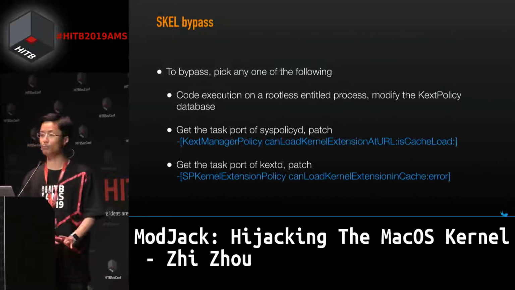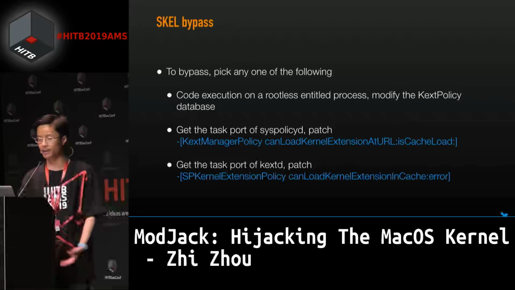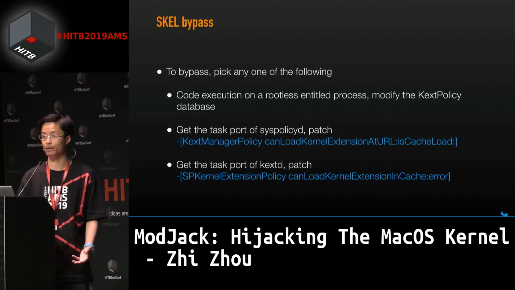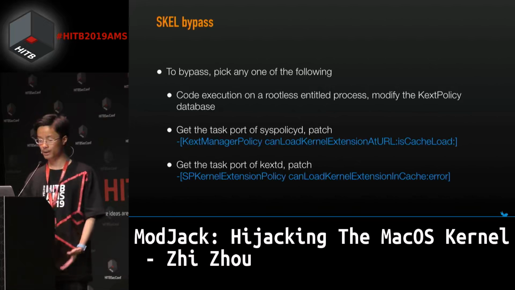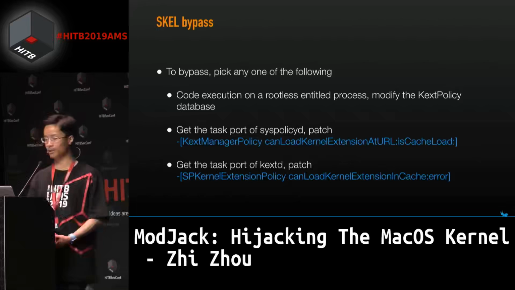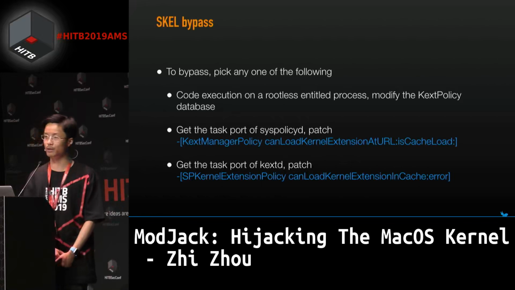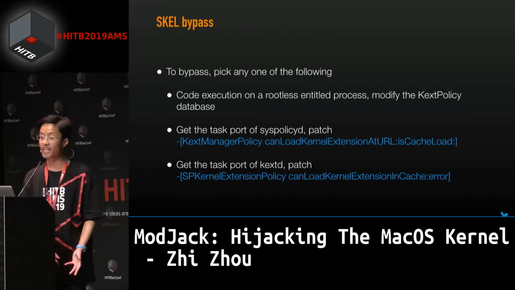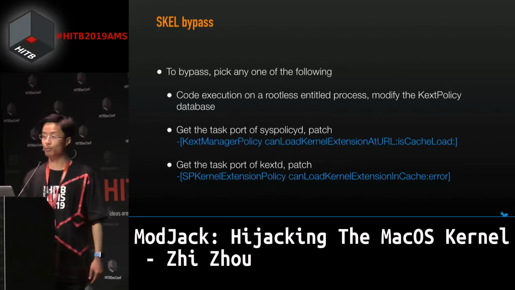So if we want to bypass this security feature, the SKEL, we can do any one of the following. First is to get code execution on the rootless entitled process. Two is to inject your custom rule into the KX policy database, that SQLite 3 database. And another way is to get a task port of system policy D and patch this specific method. You can force it to always return true, or always return yes, so all the checks will be bypassed.